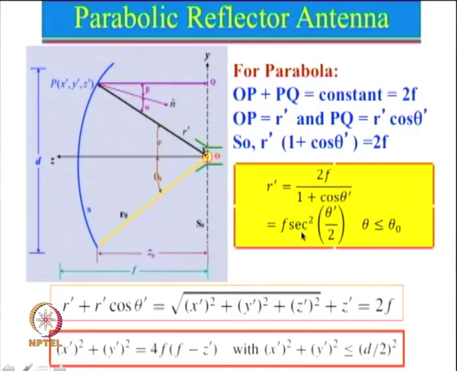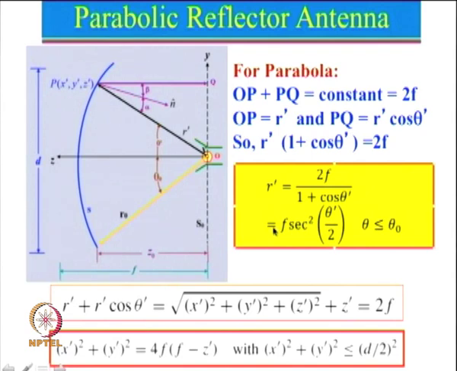So, that will become sec square theta by 2 in the numerator, and the 2 term which came here will get cancelled. Now, this is the equation of a parabola in the polar coordinate. In fact, many a times people are familiar with the y square equal to 4ax form, that is a Cartesian coordinate, but this is a polar coordinate.